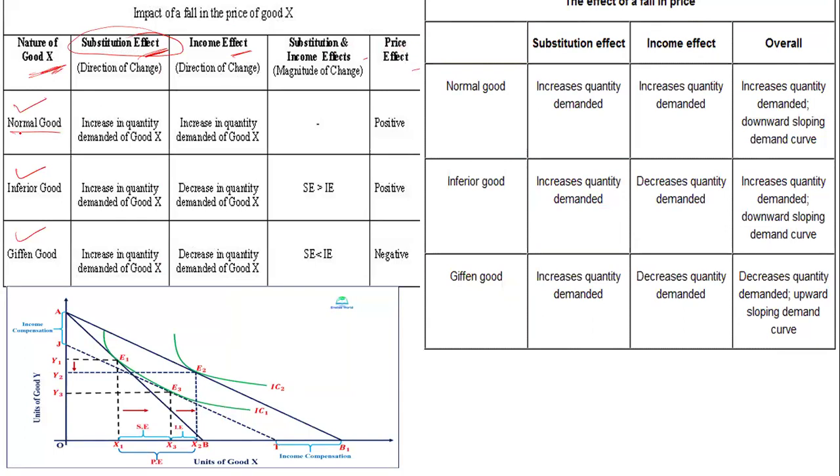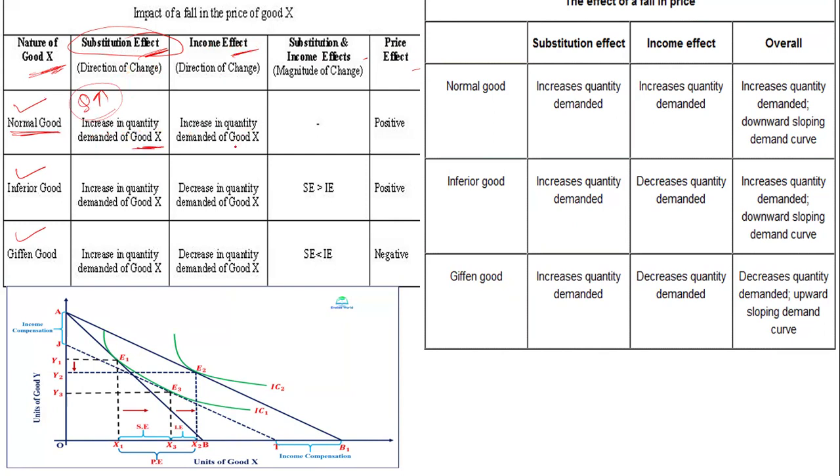So in the case of a normal good, what happens? The quantity demanded of the X good increases. Here, what happened in the substitution effect? You can see the quantity of the X good is going to increase. Okay, what happened in the income effect?